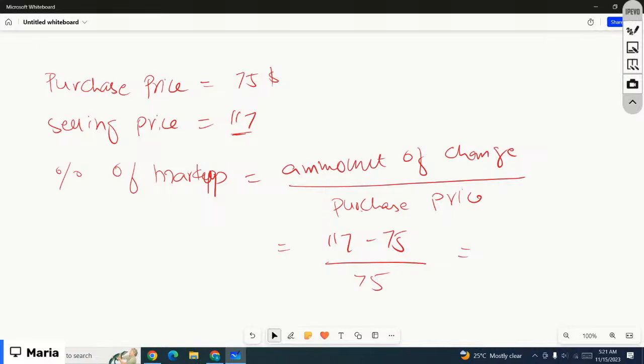So let me just do the calculations. 117 minus 75 is 42. 42 divided by 75 is 0.56, and you need to multiply it by 100 because you need to calculate the answer in percentage form. So 0.56 times 100 equals 56. That means the markup is 56%. Got it? The correct option is 56%.